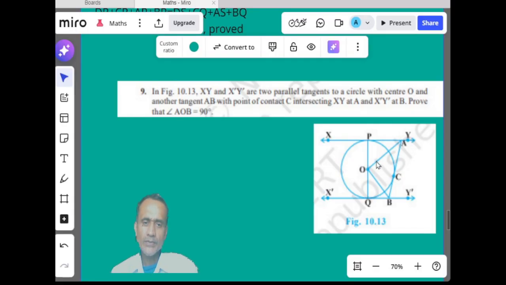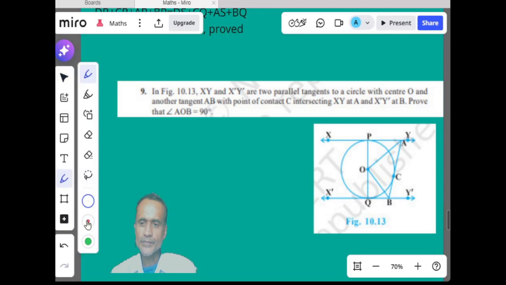So you see here that we need to prove that this angle is 90 degrees. So how can we prove it? Now we know the Pythagoras theorem. If we can prove that OA square plus OB square is equal to AB square, then we can say that this angle is 90 degrees. Another way is if we can prove that the sum of this angle and this angle is 90 degrees, then obviously this angle will be 90 degrees.